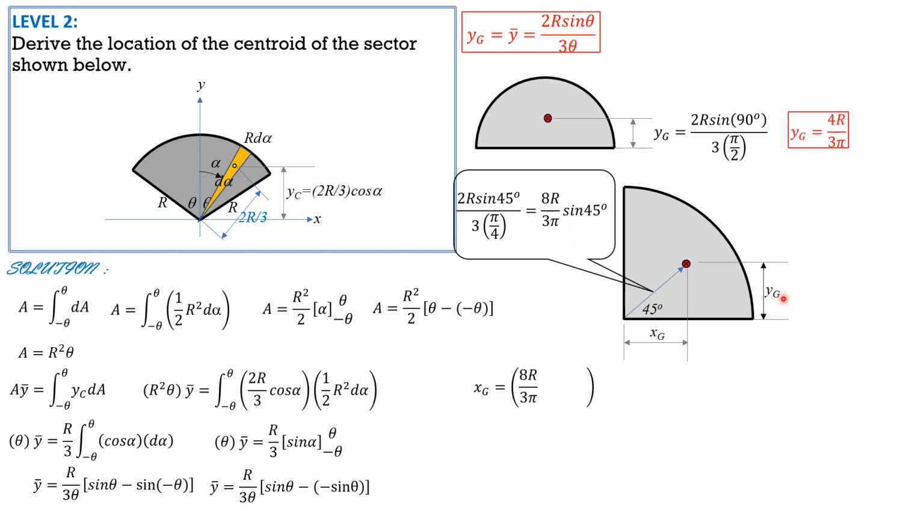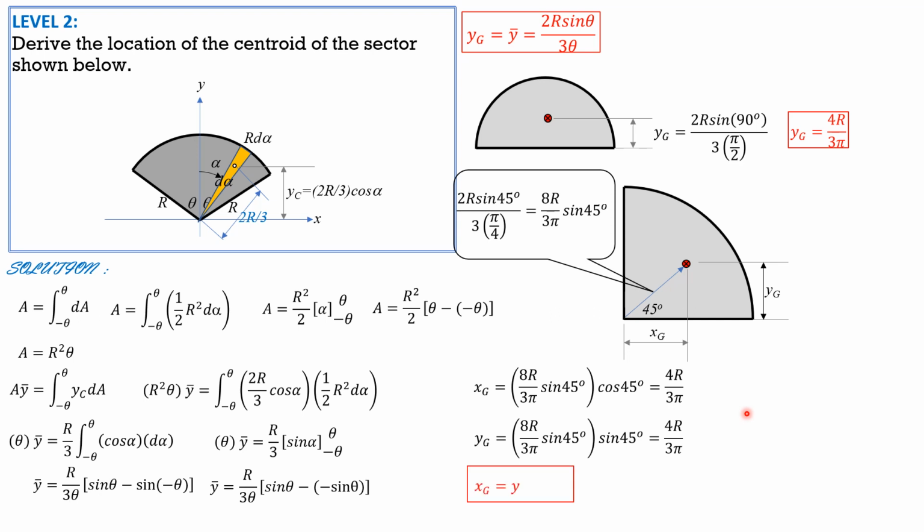Since sine 45 degrees and cosine 45 degrees are equal, and the product of sine 45 and cosine 45 degrees is 1/2, therefore it reduces to 4r over 3 pi. Similarly, for y sub g, it is also 4r over 3 pi. So that's it. X sub g equals y sub g equals 4r over 3 pi for a quarter circle.